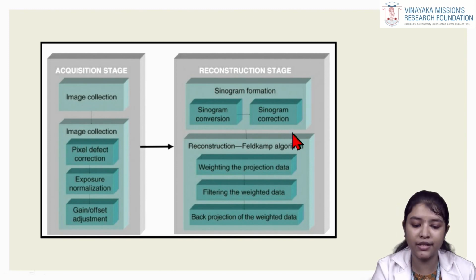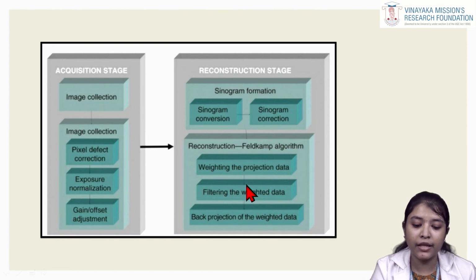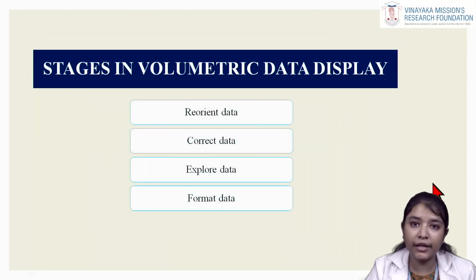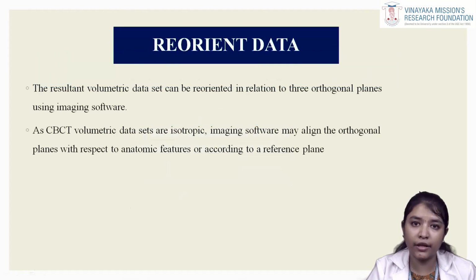So this corrected sinogram undergoes reconstruction by the Feldkamp algorithm, that is weighting the projection data, followed by filtering the weighted data, and then back projection of the weighted data, and then all the processing is done to produce the 3D image. The volumetric data is displayed in 4 stages: reorient data, correct data, explore data and format data. Reorient data.